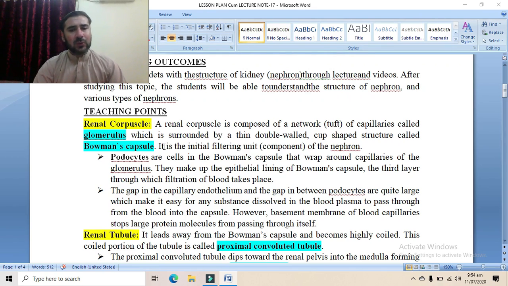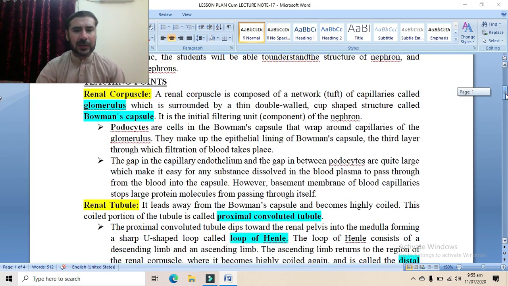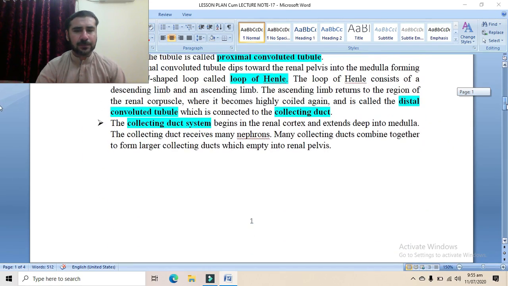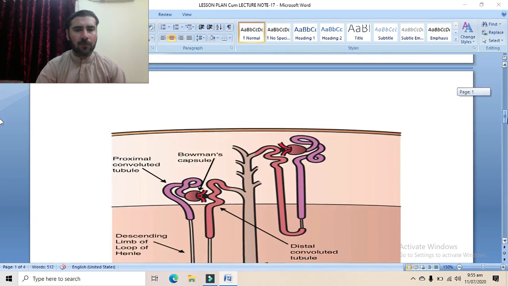The Bowman capsule is again made of a special type of cells which are known as podocytes. Podocytes are the cells in the Bowman capsule that wrap around the capillaries of the glomerulus. They make the epithelial lining of the Bowman capsule, the third layer through which the filtration of blood takes place. Diagrammatically, we will observe it here and explain how it is the third layer through which the filtration of blood takes place.